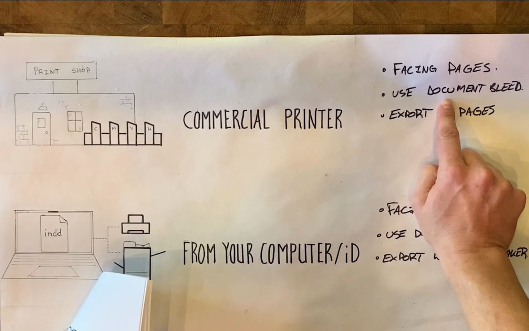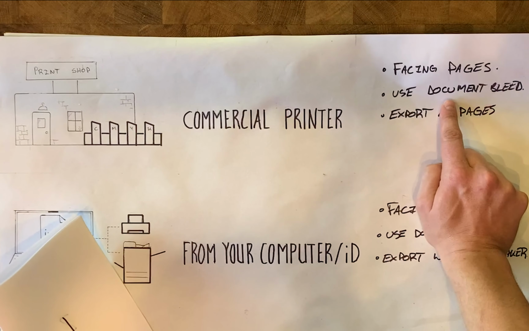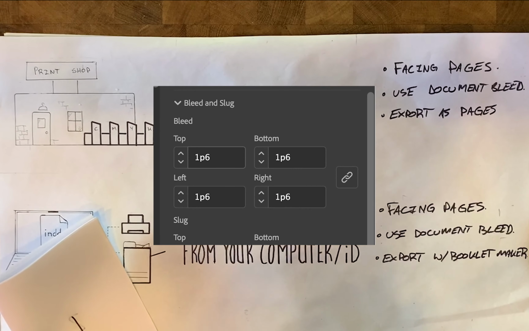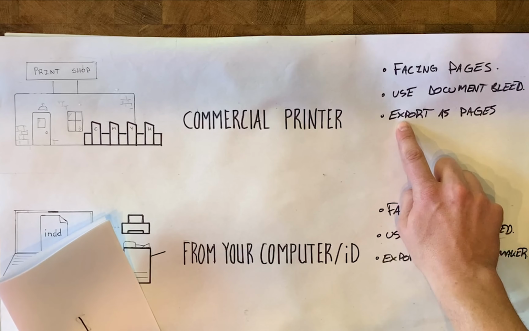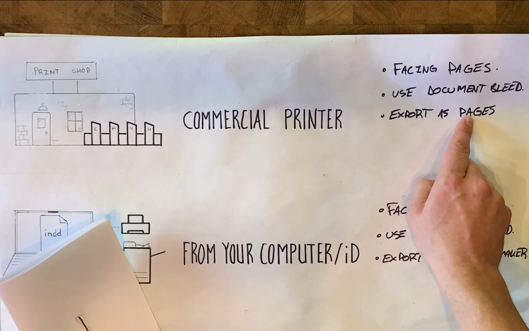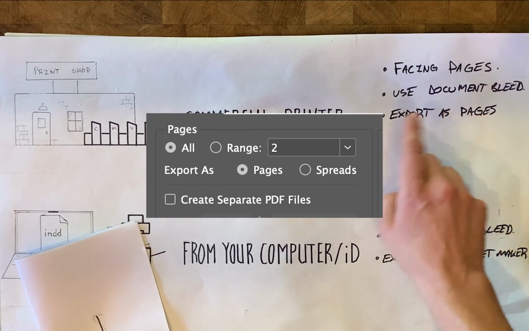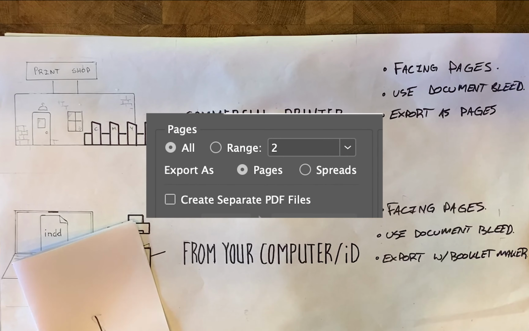We're going to use document bleed. Again, that's when you first set up your file. It's going to say, do you want bleed? And you want to put that bleed in. And when you export, you're going to export a PDF as pages. It's just a basic setting when you go to export.